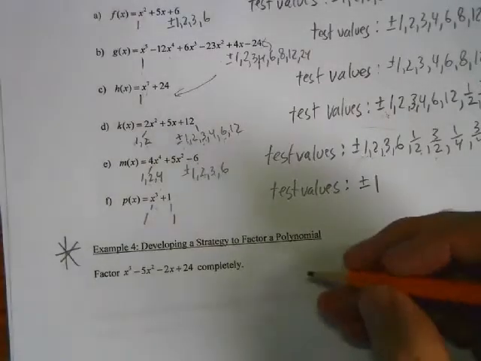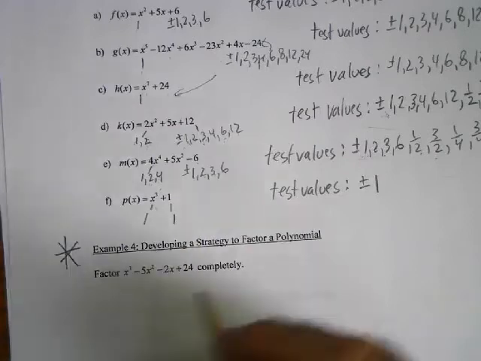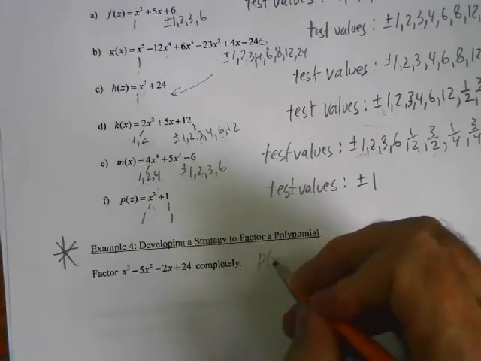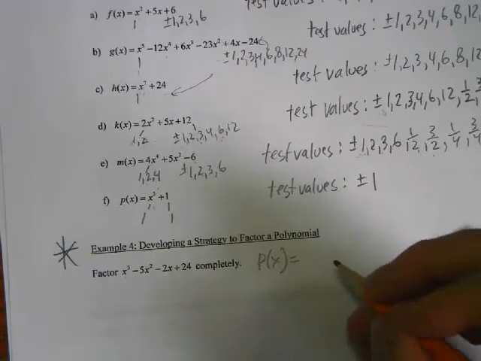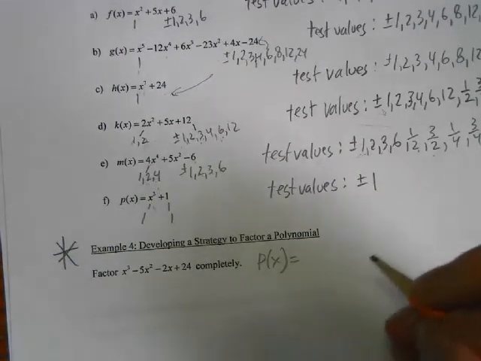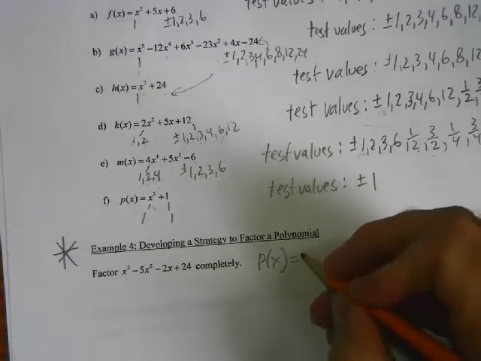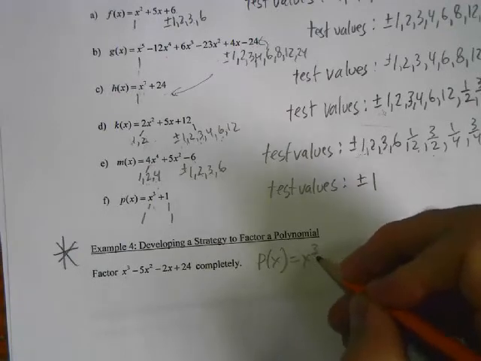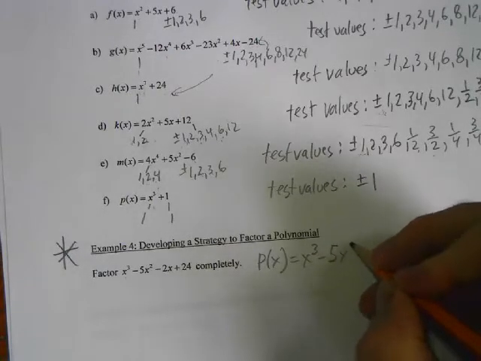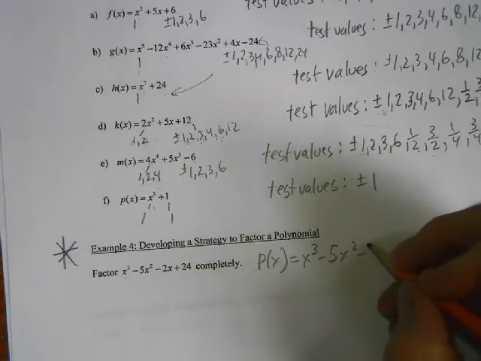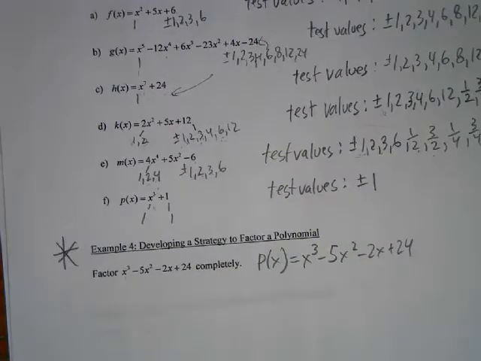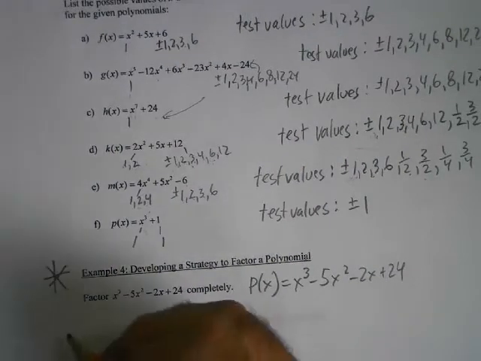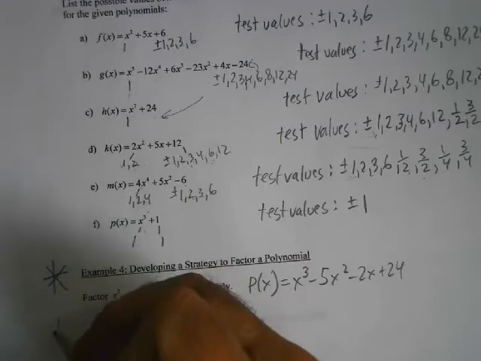So again, it's not written as a function, so I'm going to write it as a function, p of x. I like using p of x because you think of polynomial. It's a polynomial when you see p of x. So I'm just rewriting it here. Okay. So if I'm thinking about test values, that's the first step you do.